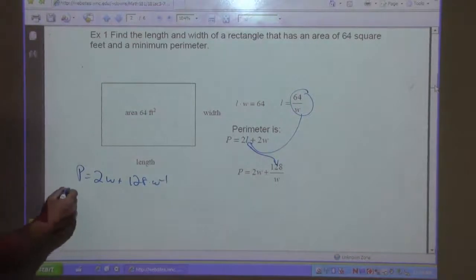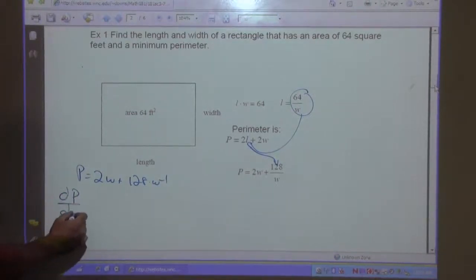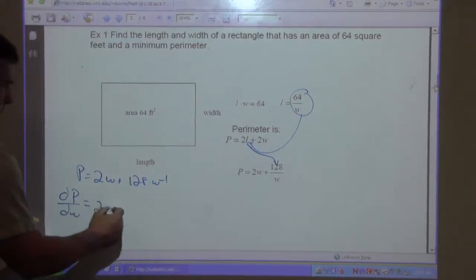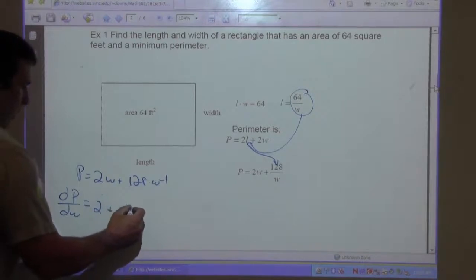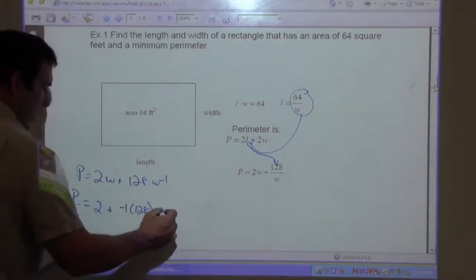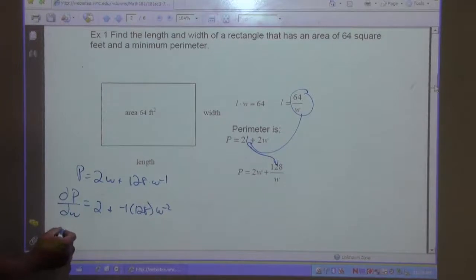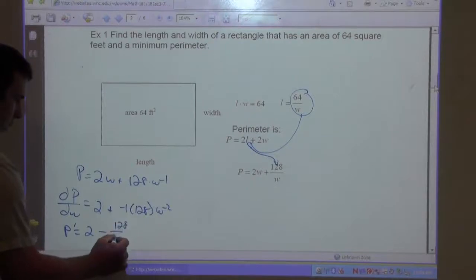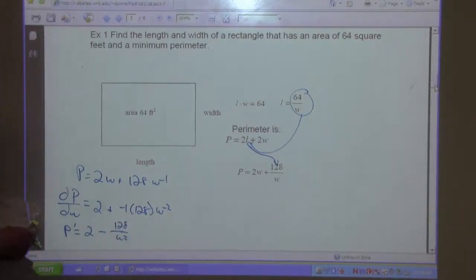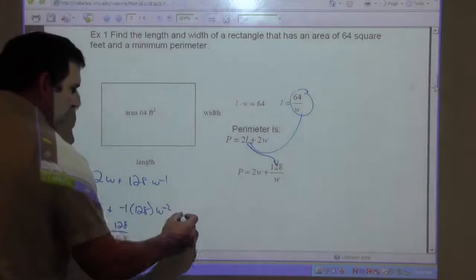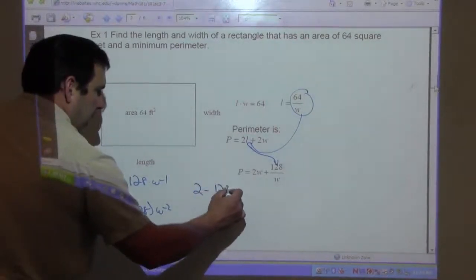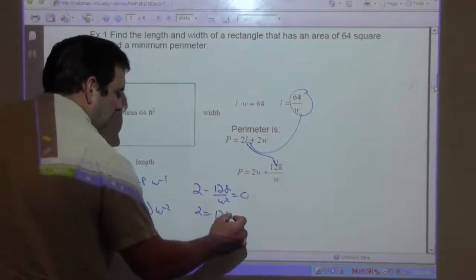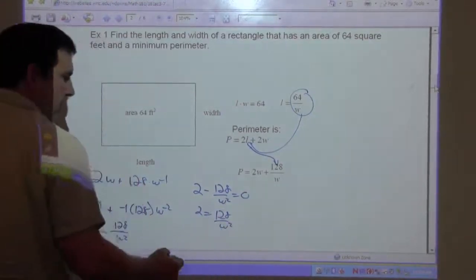So if I take the derivative of the perimeter with respect to the width, what's this derivative going to be? 2 plus negative 1 times 128 W to the negative 2. So our P prime would be 2 minus 128 over W squared. If we take that, set it equal to 0, 2 minus 128 over W squared equals 0. That means 2 equals 128 over W squared.